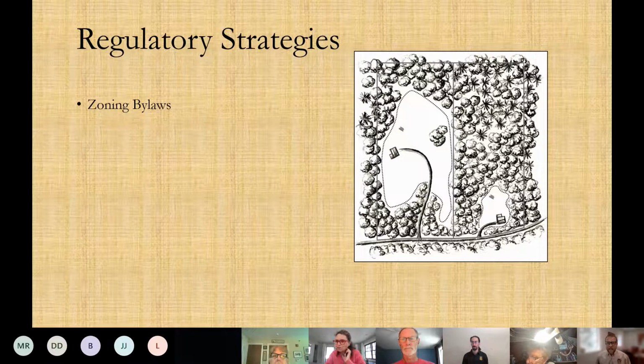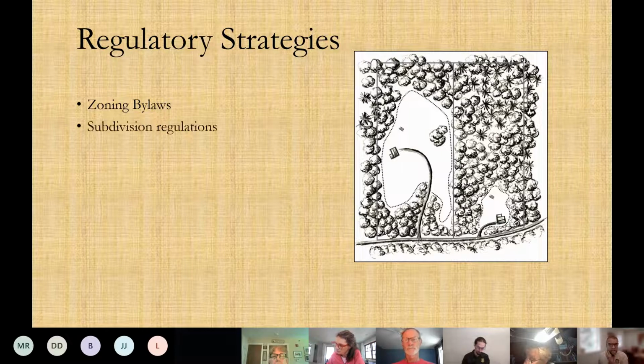So here we are in the regulatory arena, and the first tool that I wanted to talk about is zoning bylaws. 86% of Vermont towns already have zoning. Each district in your zoning would have a clear purpose statement. The zoning bylaws define what land uses are allowed in each district. You can use zoning to control what happens in those different districts and how the uses relate to one another.